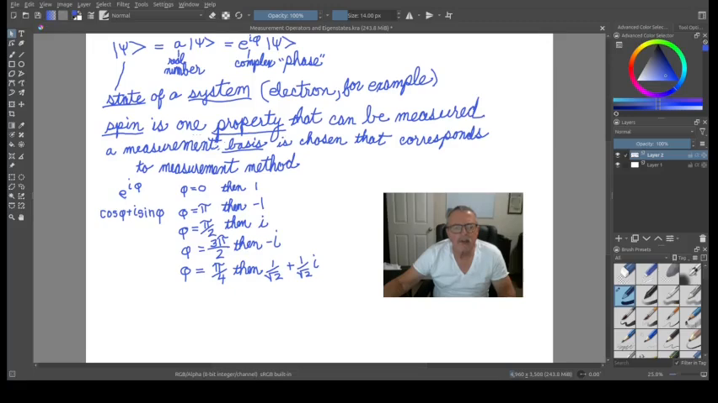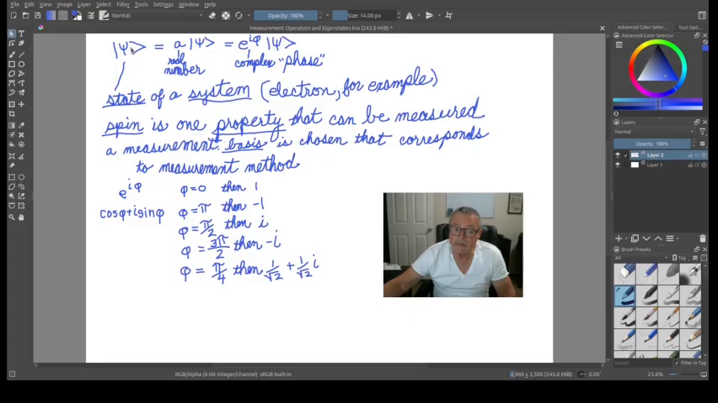Okay, it's necessary for me to back up a tad. And let's look at this animal right here. This is a state ket. State of what? It's the state of a system. It's getting really abstract now. For instance, let's choose a system as simple as possible, an electron. So that's the state of an electron.